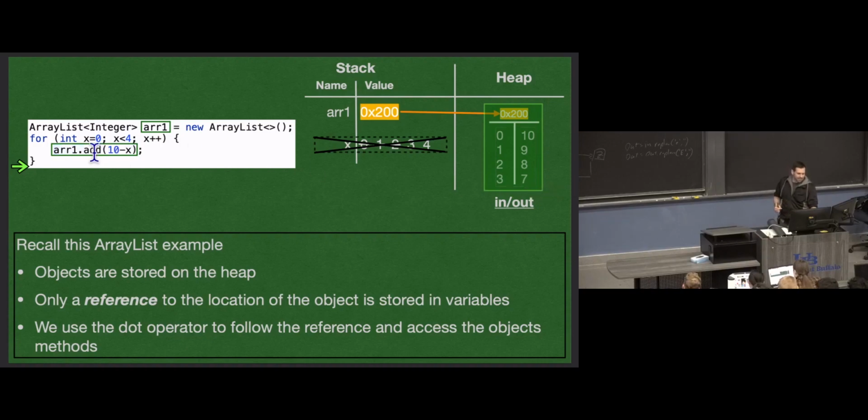Here we're calling the add method, and whenever we call a non-static method, it will get a reference to the calling object. Here the calling object is the array list object at 0x200, in the keyword this.